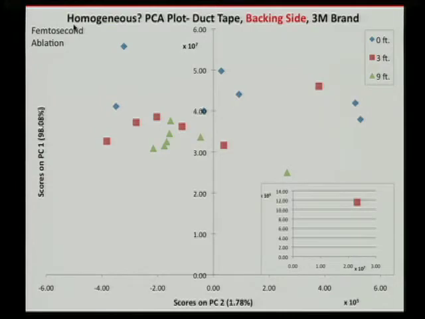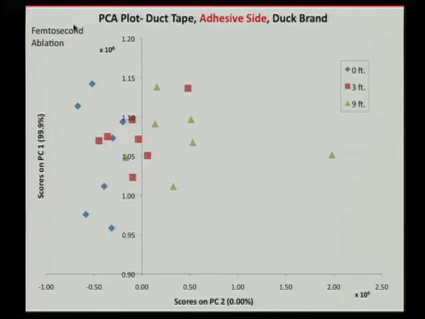So this is the homogeneity study. This is a PCA plot. Notice how we have mixing. There are no distinct groupings at all. So in this case, we can say that the tape is homogeneous. Here's another brand and the other side. Again, notice how we have nice mixing. There are no distinct groupings, so we can also say that the tape is homogeneous.